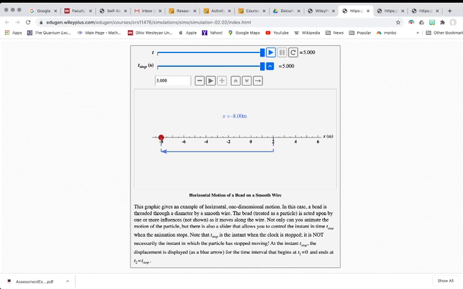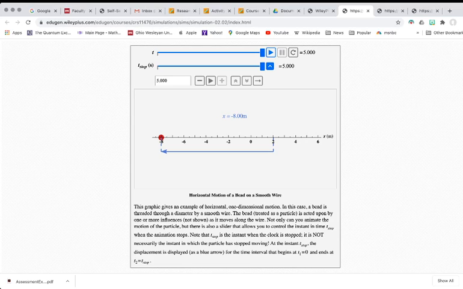All right, are you ready for another little challenge? Calculate the average velocity for this time interval. Again, pause, think about it, and then come back. Okay, did you get that the average velocity for this time interval, v avg, is equal to negative 2 meters per second?